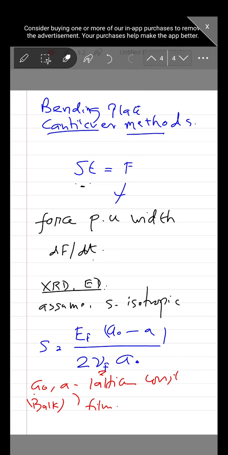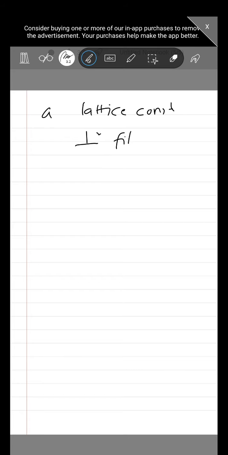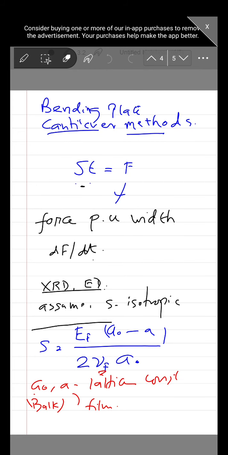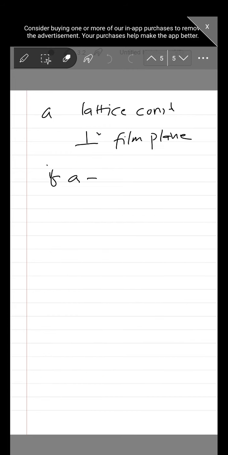Now we assume that this lattice constant A is perpendicular to the film plane. In that case the previous equation holds, which we have just discussed. However, if we assume that A is in the plane of the film, then the equation changes.